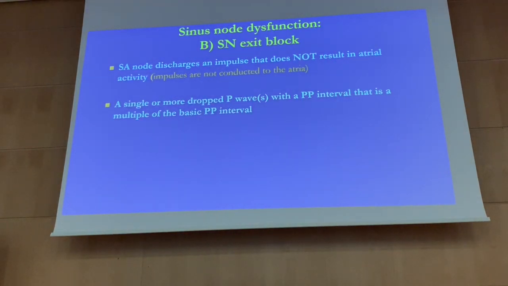Sinus node exit block means the sinus node is firing impulses, but they get blocked. We don't know why. Maybe there is some pathology in the sinus node, but it got blocked. So the problem is not in the formation of the impulses, but in delivering the impulses. And this block happens in the sinus node itself.